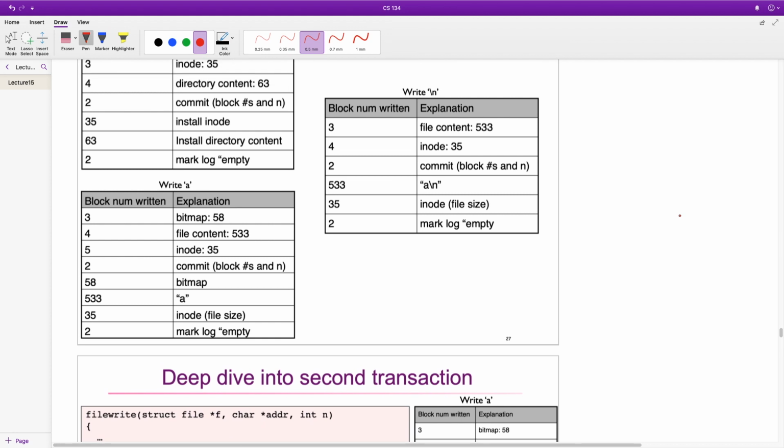And we've got a little more that goes on here, right? When we write A, we've got our bitmap, because we've got to allocate a new block. We've got the file content, because we're actually writing the A. We've got the inode, because we're updating what? The size and the block list. Size and the block number, which is at 533. And then we write the commit. And now we go through and basically write these again to their final resting place, and then go back and mark the log as empty.